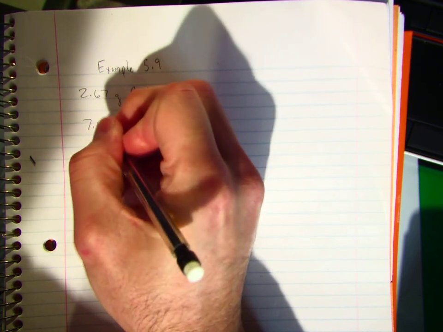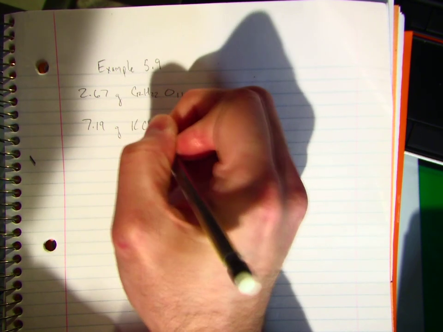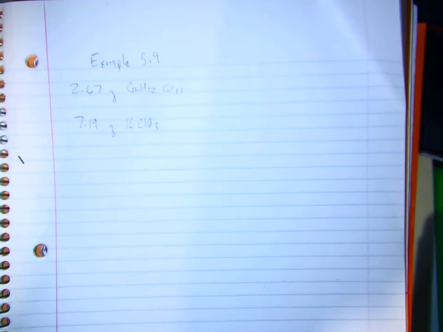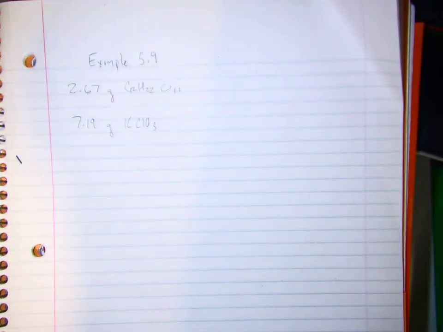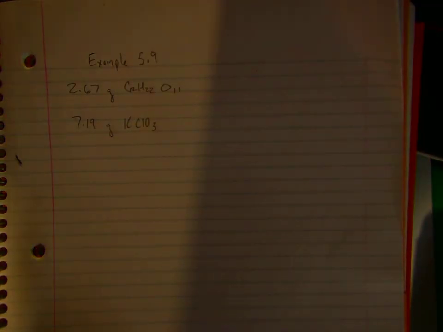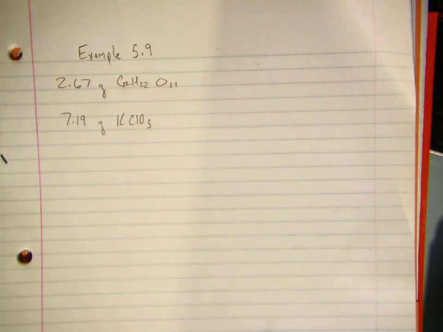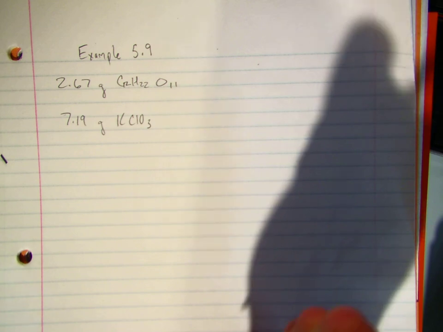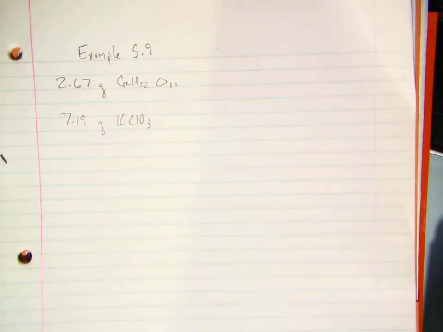So 7.19 grams of KClO3. And if I'm to relate these two in a balanced chemical equation, then what I need to do is first convert them to moles. That's a key idea from stoichiometry. So my first step would be to find the molar mass of each of these.